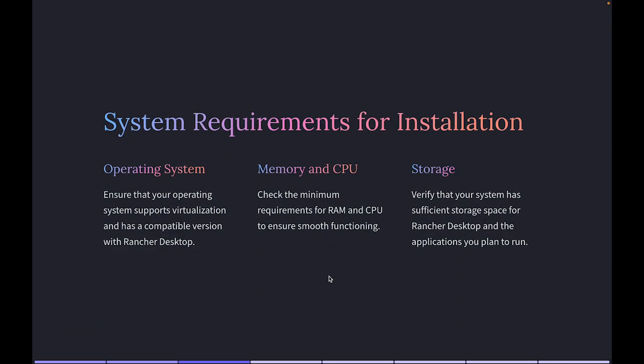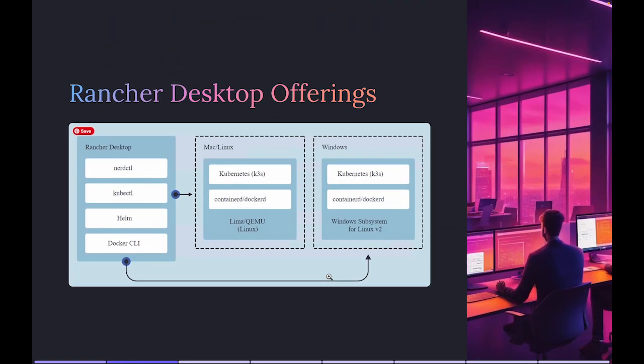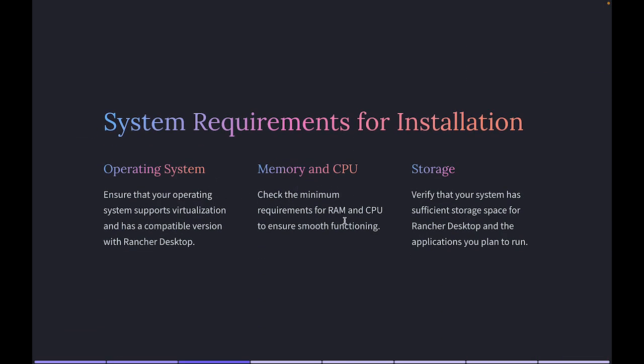Now let's understand the operating system support and the CPU and memory requirements. As you can see from the previous slide, it works on all three platforms: Mac, Linux, and Windows. First, let's install on the Windows platform. It requires the Windows Subsystem for Linux, which I already covered in my last video on Docker Desktop. I'll put the link. It's very easy to install, and then you install Rancher Desktop directly.